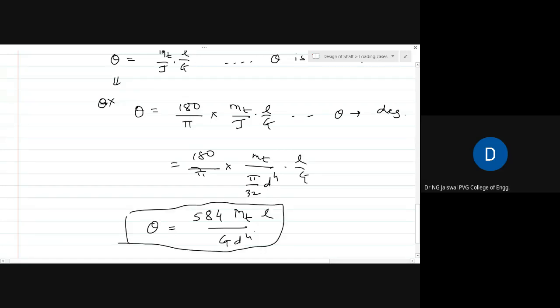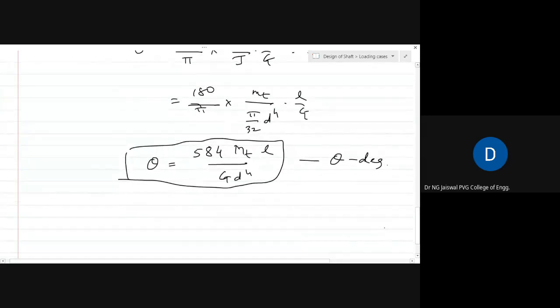And this, of course, is in degrees. Okay. So if somebody asks the question that there is some torque on the shaft, the length is so and so, and I want to design a shaft so that the angular twist should not be more than 1 degree, what do I do? Simply, I will equate this to 1 degree, and with the remaining as it is, I can find out the value of d.